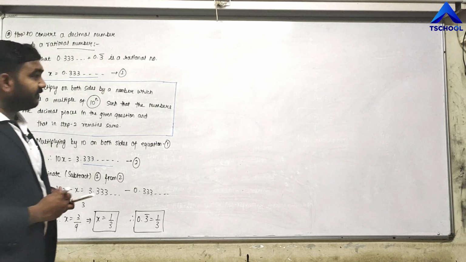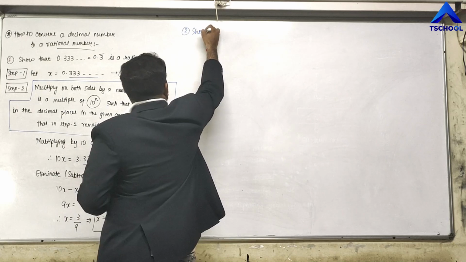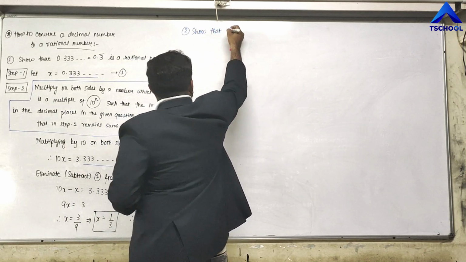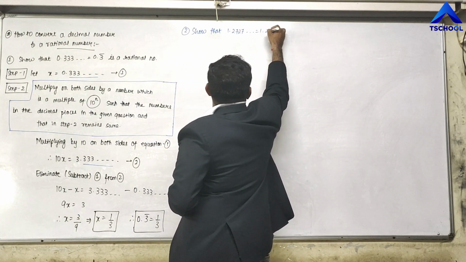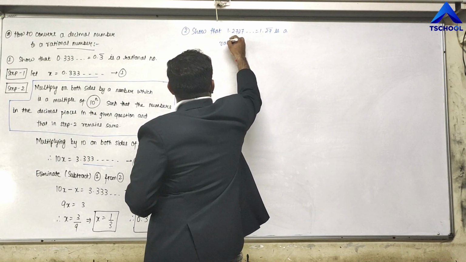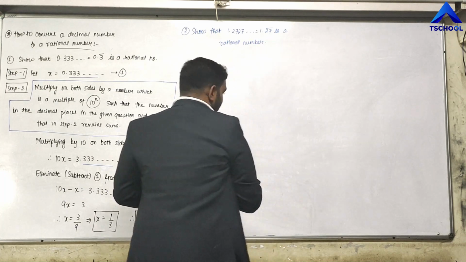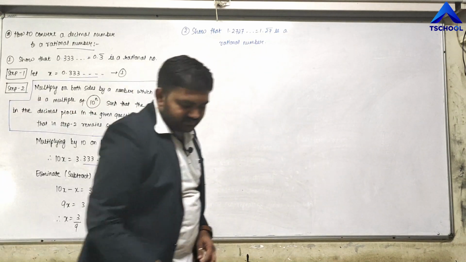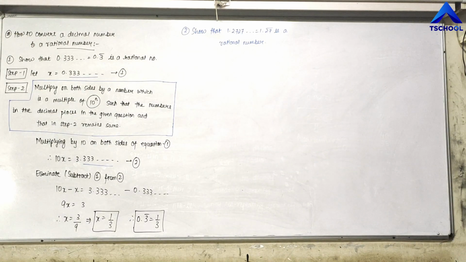Okay, let me say for example I am having the second one. Show that 1.2727 up to, or 1.27 bar, is a rational number, right? I need to show that this is a rational number. So we shall perform the same steps here, right? Just a minute, friends.